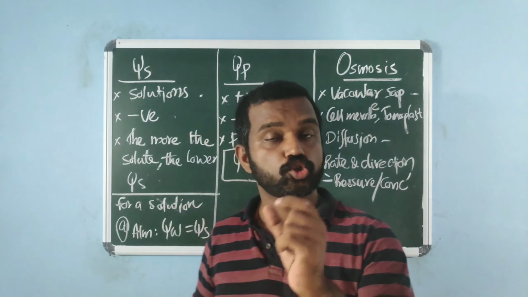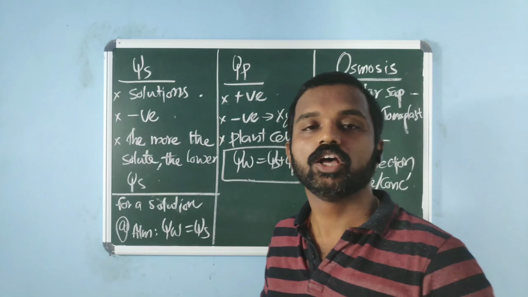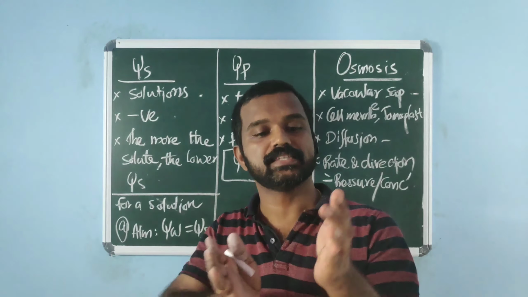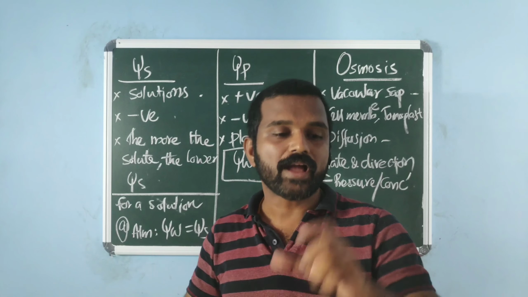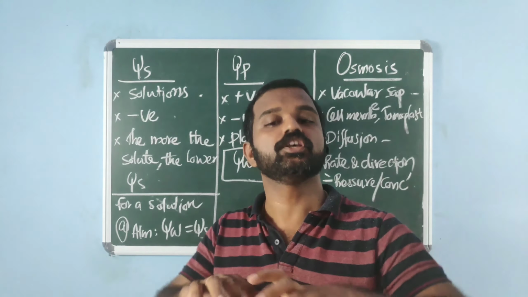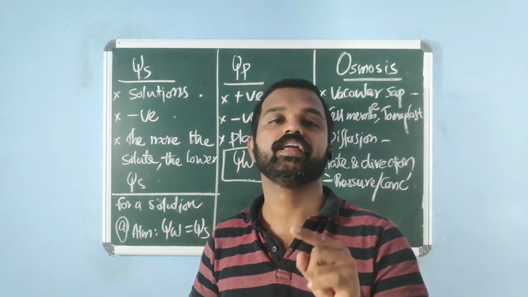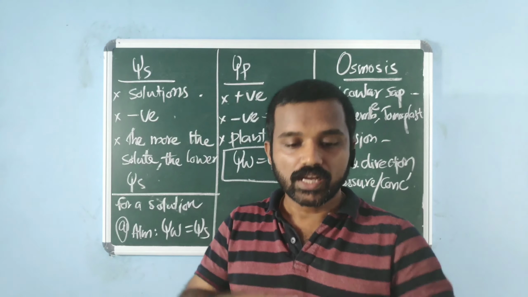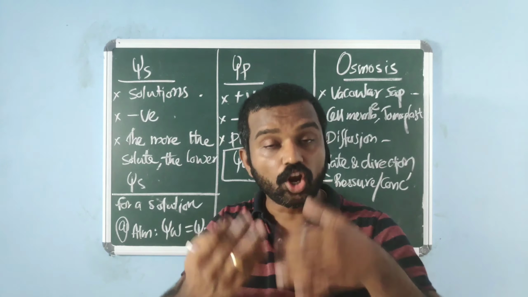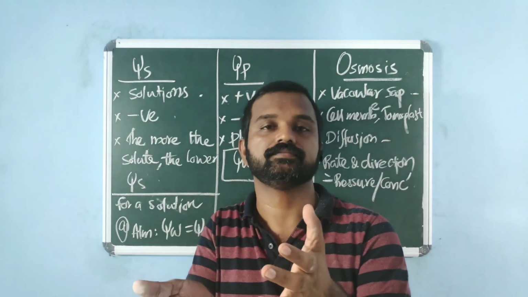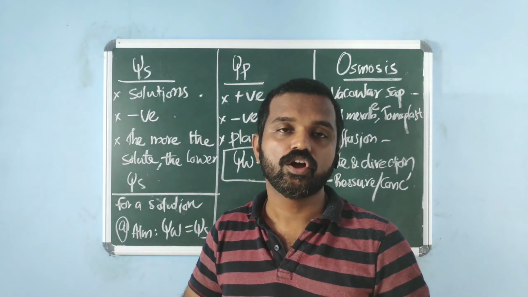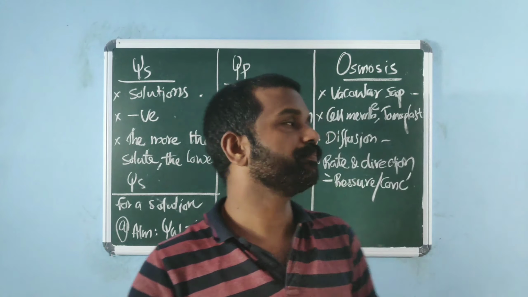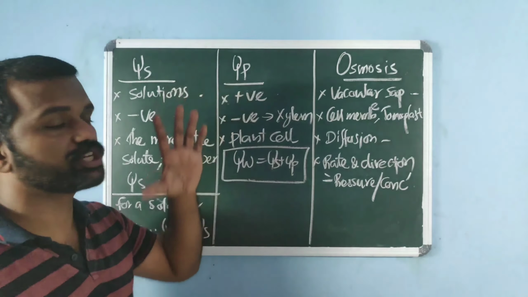Solute potential, that is osmotic potential, psi S. The water potential of solutions is always less than 0. The magnitude of this lowering due to the dissolution of solute molecules is known as solute potential. It is always negative. The more the solute molecules, the lower is the psi S, that is, the more negative is the psi S. For a solution at atmospheric pressure, psi W equals psi S. Then next, about pressure potential, that is psi P.